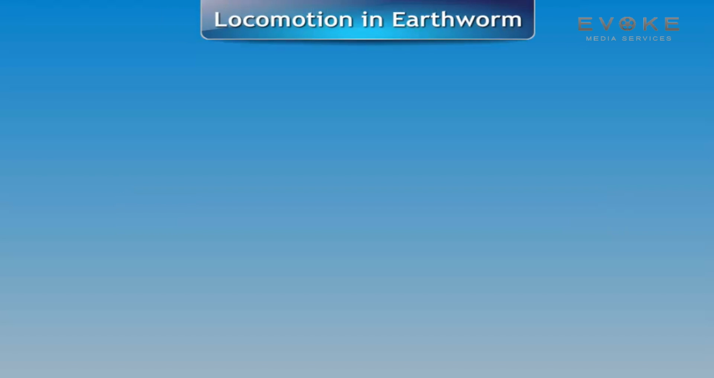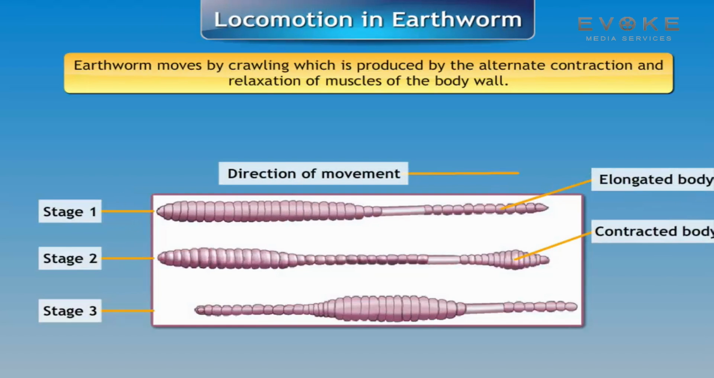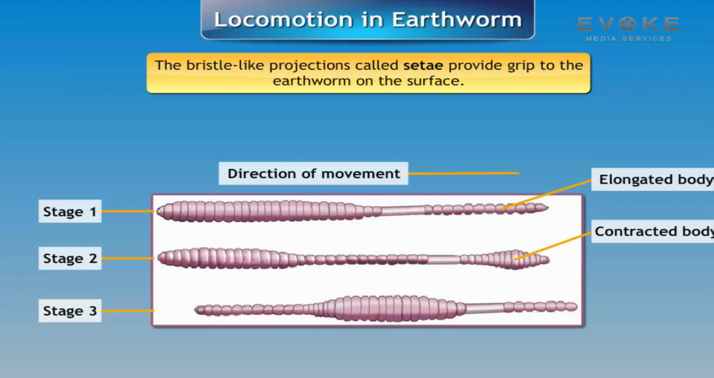Locomotion in earthworm. Earthworm moves by crawling, which is produced by the alternate contraction and relaxation of muscles of the body wall. The bristle-like projections, called setae, provide grip to the earthworm on the surface.